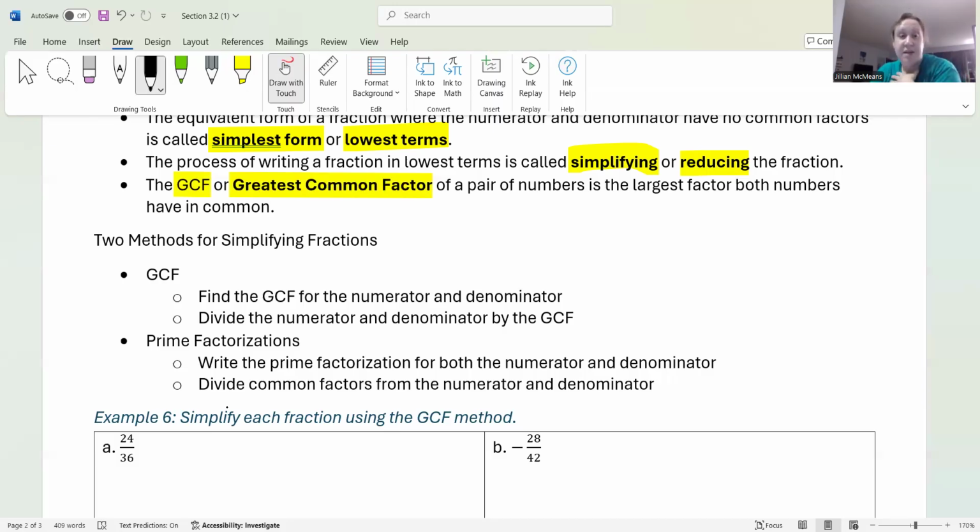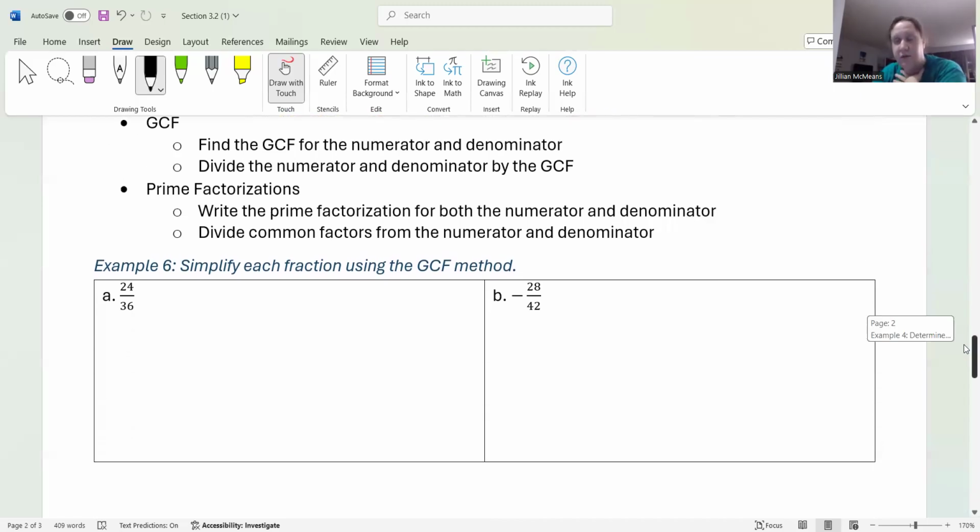So example 6 says simplify each fraction using the GCF method. Now, in years past, I would spend a ton of time teaching you all how to find GCFs, and it got so cumbersome and students would get frustrated because it's really not a hard thing, but sometimes learning the process was as hard as just finding the darn GCF.